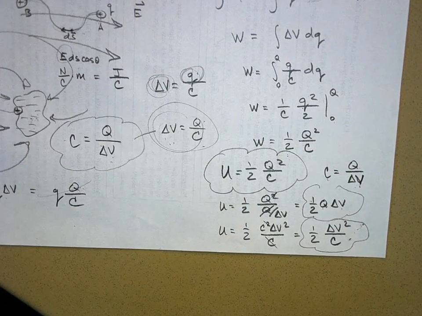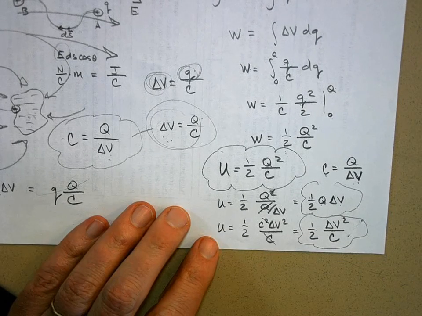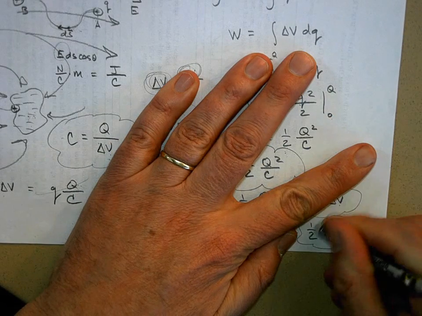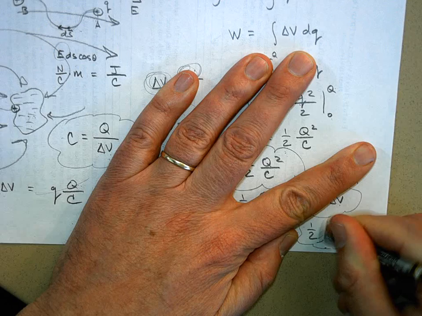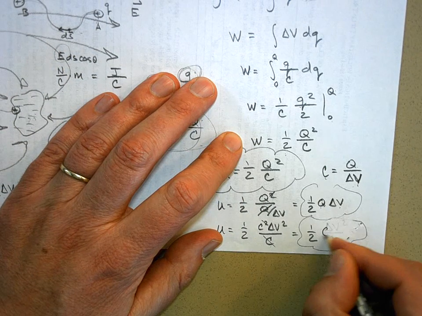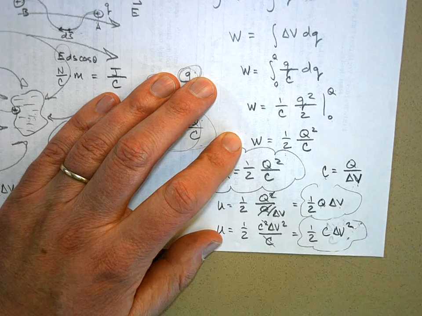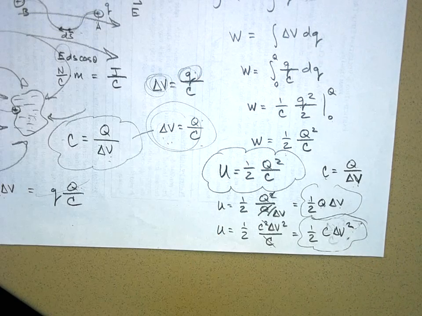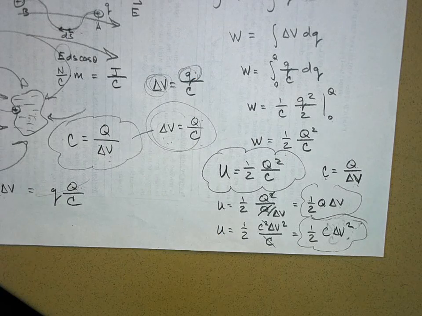Yes? Yeah, I'm sorry, thank you. The C is right there, that's right. C delta V squared. Okay? Just testing. All right.